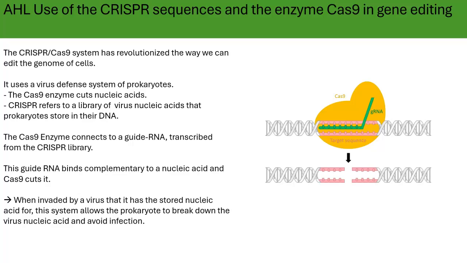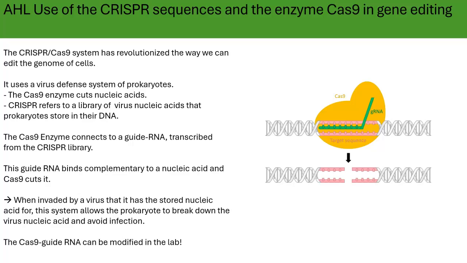Now, if a bacterium is exposed to a virus DNA, and it has been exposed to that virus before, it will have the DNA of that virus in its CRISPR library. It will then also have Cas9 enzymes loaded with the guide RNA for that virus DNA, and the Cas9 will be able to break down this virus DNA before it leads to infection and destruction of the bacterium. So it's basically a defense system allowing it to cut specific sequences of DNA.